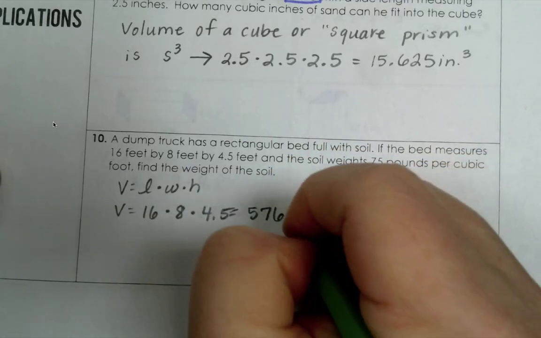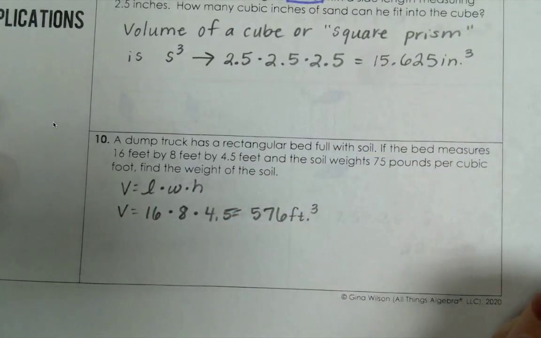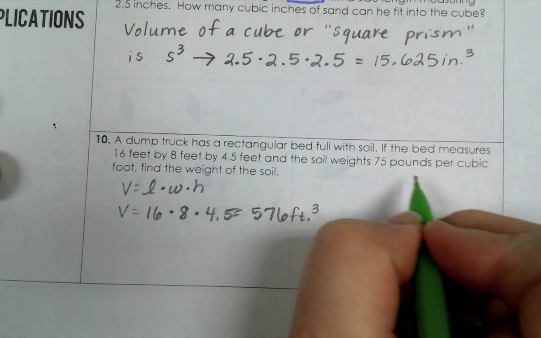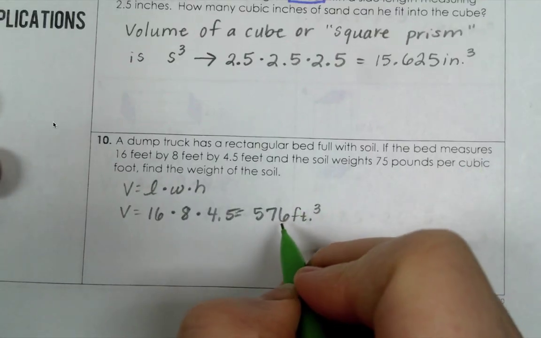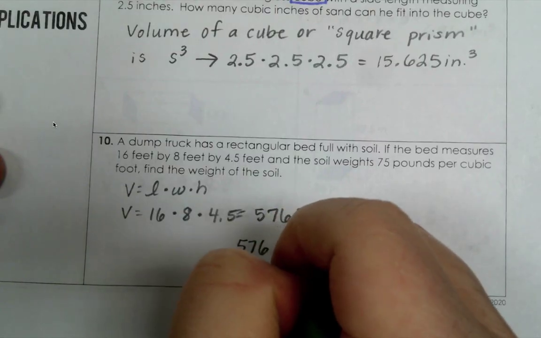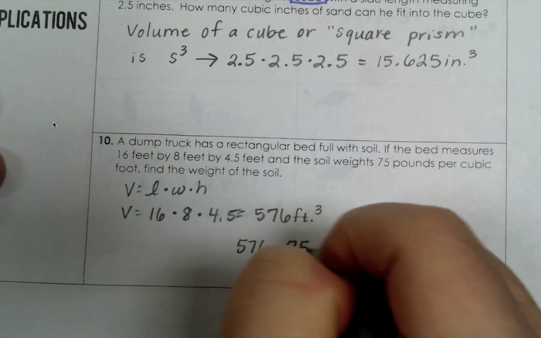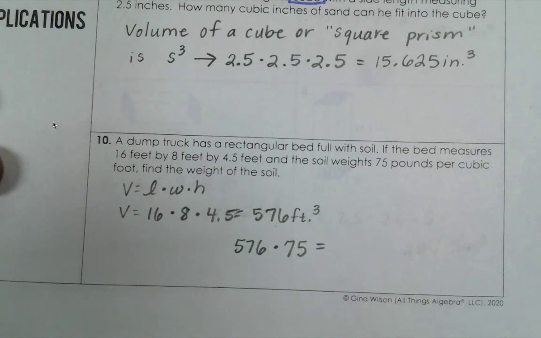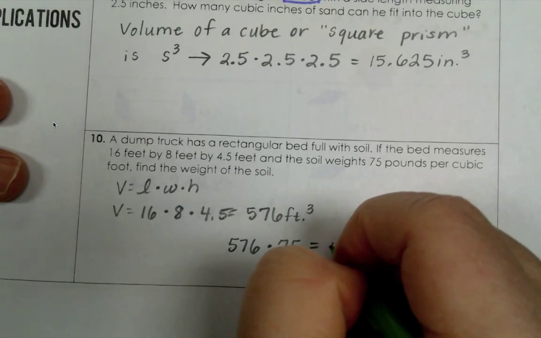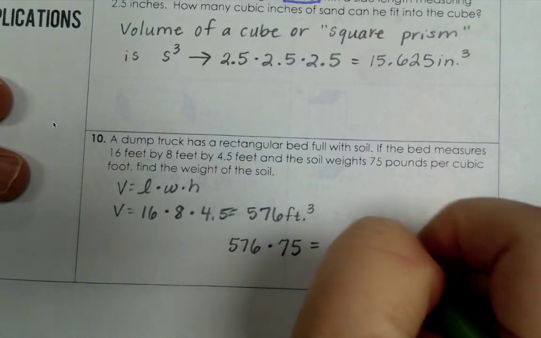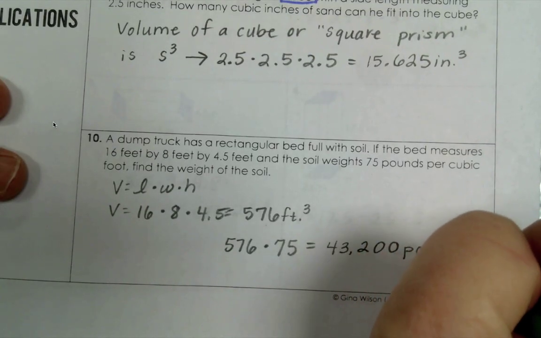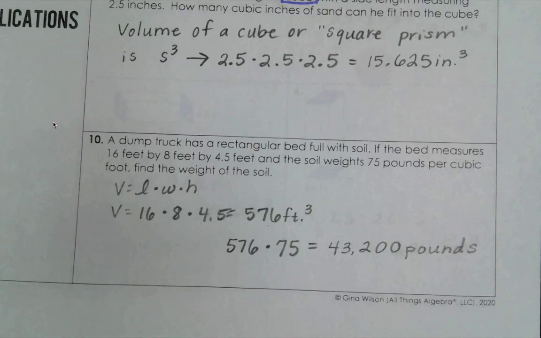16 times 8 times 4.5 is 576 feet cubed. So that's the volume. But over here, the soil weighs 75 pounds per cubic foot, which means per 1. So I would say 576 times 75. That's heavy. So times 75. Wow. That is 43,200, and your unit of measurement here is pounds. And that is all for the volume of a rectangular prism.